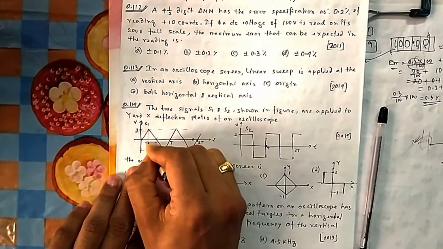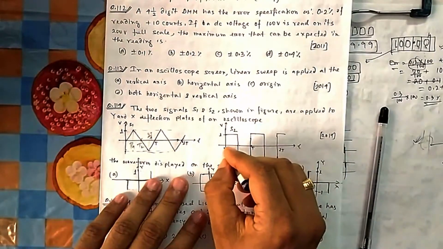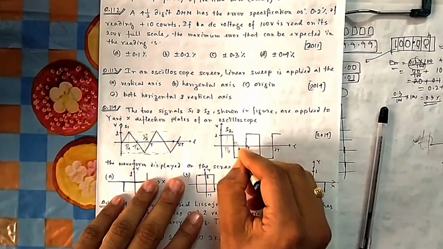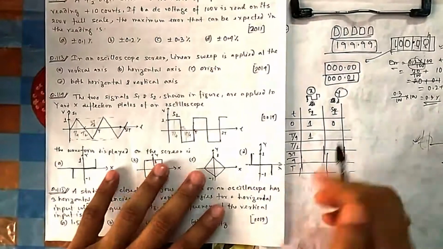This position is T by 4, and this position is 3T by 4. Here you can find this is T by 4, T by 2, 3T by 4, and then the last one is T. Okay, so it is 1.